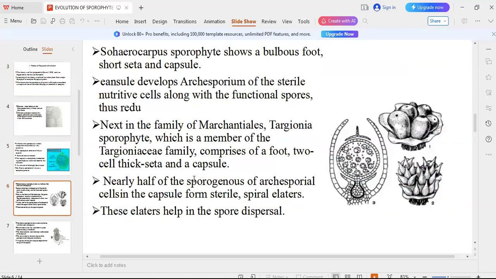Okay. Next one is the Spirocarpus. Nitya, please mute yourself, Nana. Nitya.